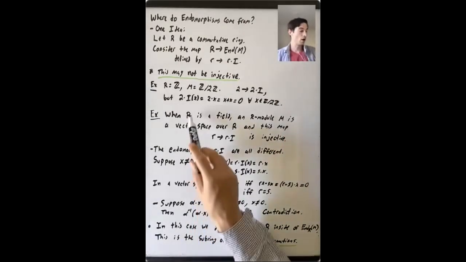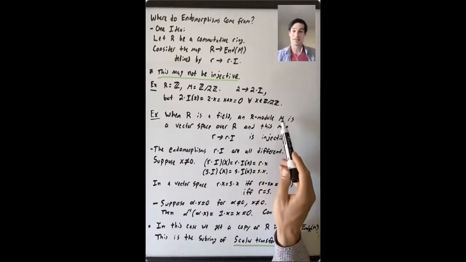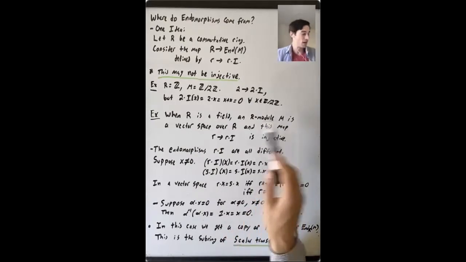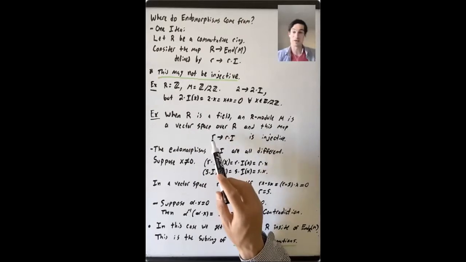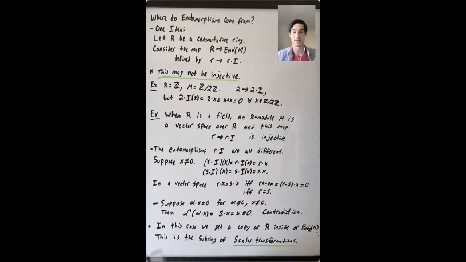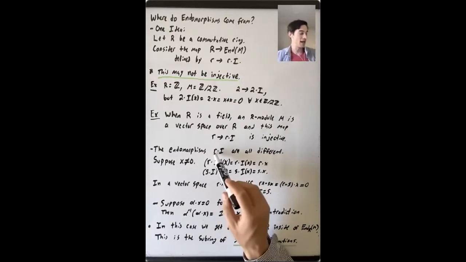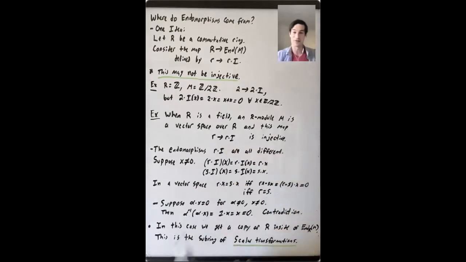But when R is a field, our R module M isn't just any old R module. It's a vector space over this field. And in that case, this map, where you take your field element r to the endomorphism r times the identity, is injective. Let's see why that's true. Well, we just have to say that these different endomorphisms, r times I, are all different for different elements of your field R. So why are they different? Well, they send non-zero elements of your vector space to different places.